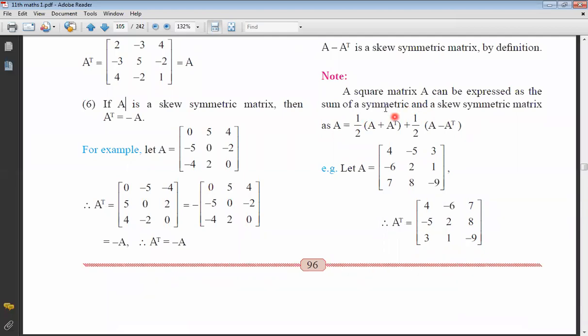And half (A plus A transpose) is a symmetric matrix. Half (A minus A transpose) is a skew symmetric matrix. This is how we can express any square matrix, only a square matrix A, as a sum of symmetric and skew symmetric matrices.